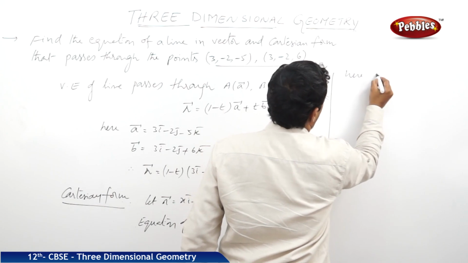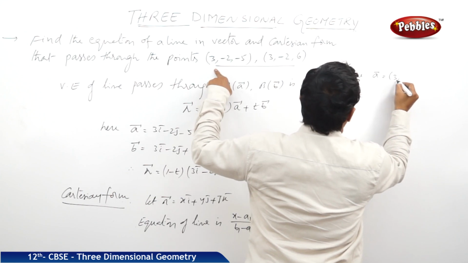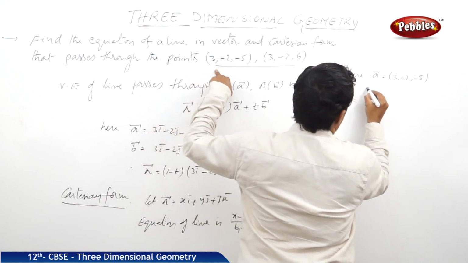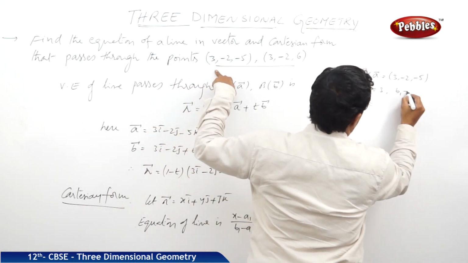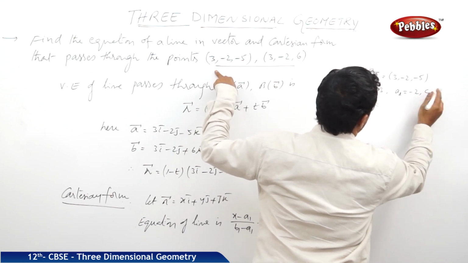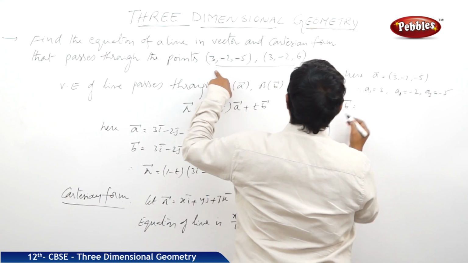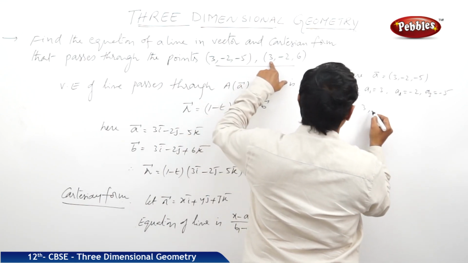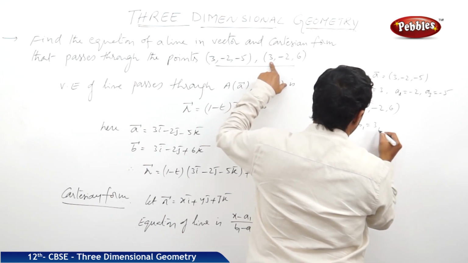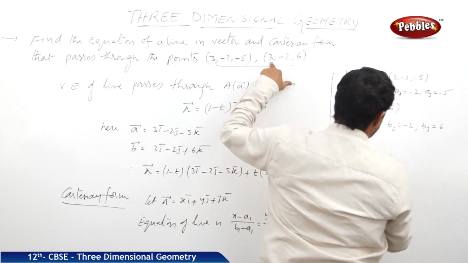Here a vector is equal to 3 comma minus 2 comma minus 5. Therefore, a1 is equal to 3, a2 is equal to minus 2, a3 is equal to minus 5, and the vector b bar is equal to 3 comma minus 2 comma 6. Therefore, b1 is equal to 3, b2 is equal to minus 2, and b3 is equal to 6.